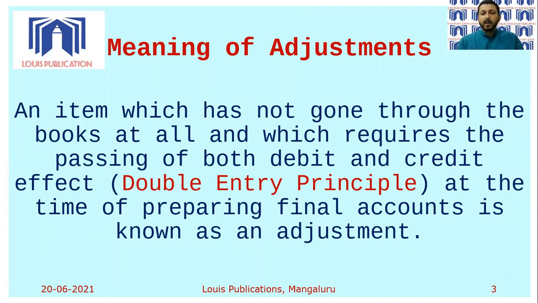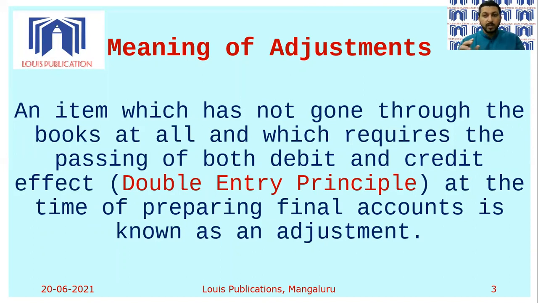And when we are preparing final accounts, these items are to be adjusted. That's why these are called as adjustments. So once again, let's understand the meaning. Adjustments are those items which have not gone through the books of accounts at all, and which requires the fulfillment of double entry principle at the time of preparing final accounts. So these items are called as adjustment.